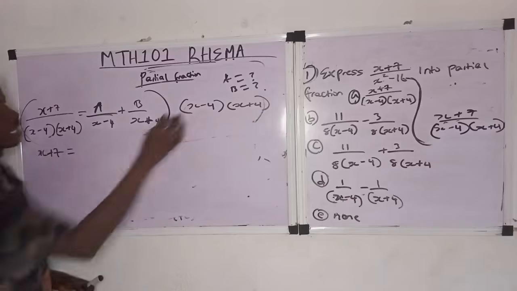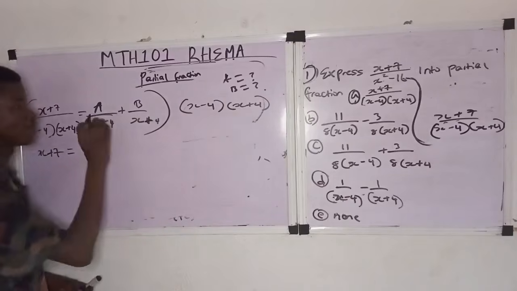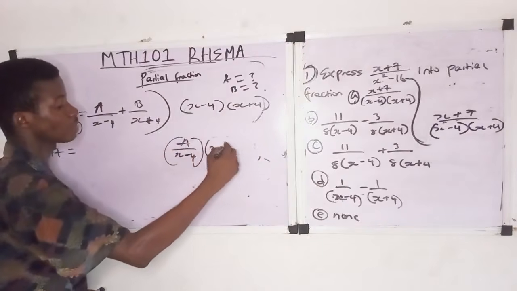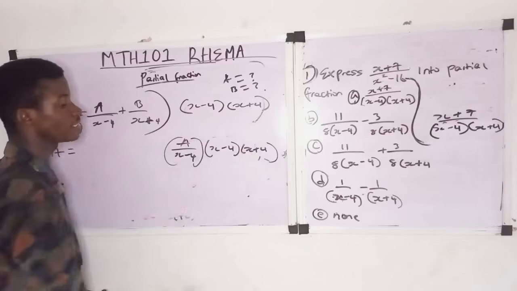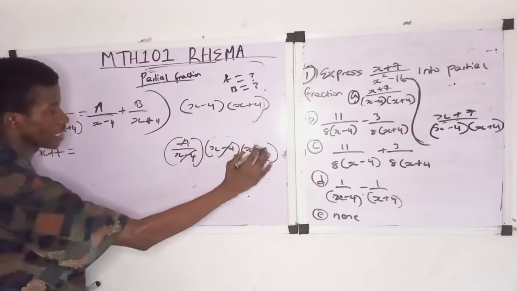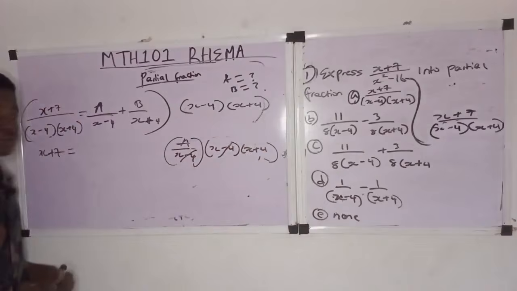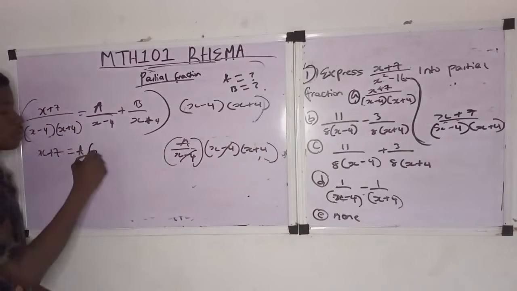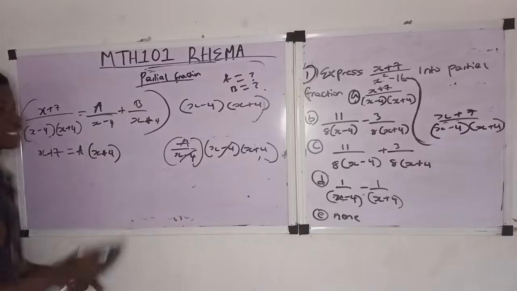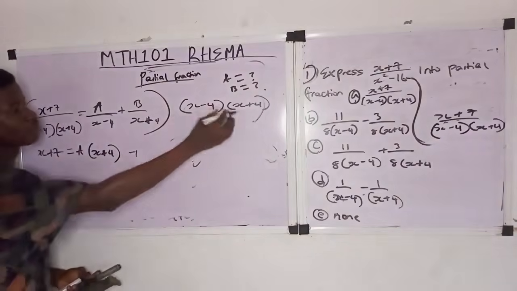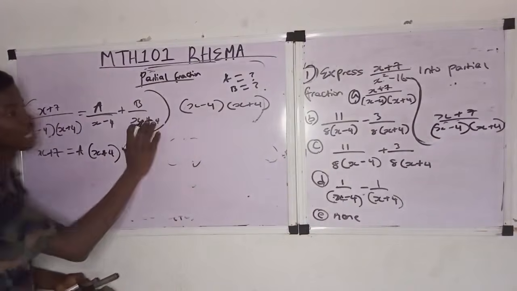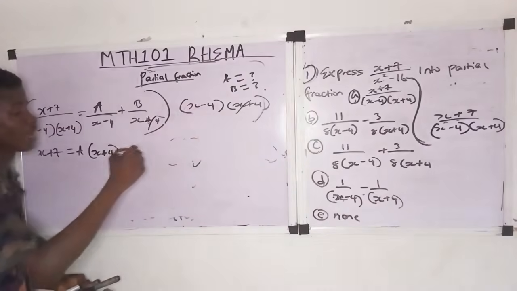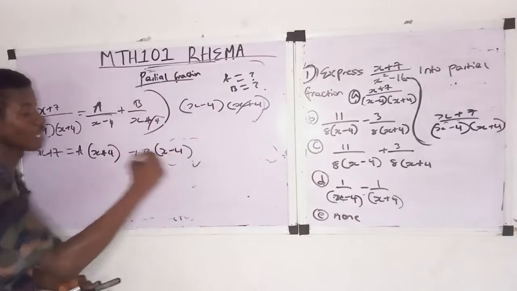Now, if we multiply everything by A over (s minus 4), this one cancels this, and we have (s plus 4) times A, which is A(s plus 4), right? Then what about B? If everything multiplies B over (s plus 4), this one will cancel this. We'll be left with (s minus 4) times B, that is B(s minus 4), right?